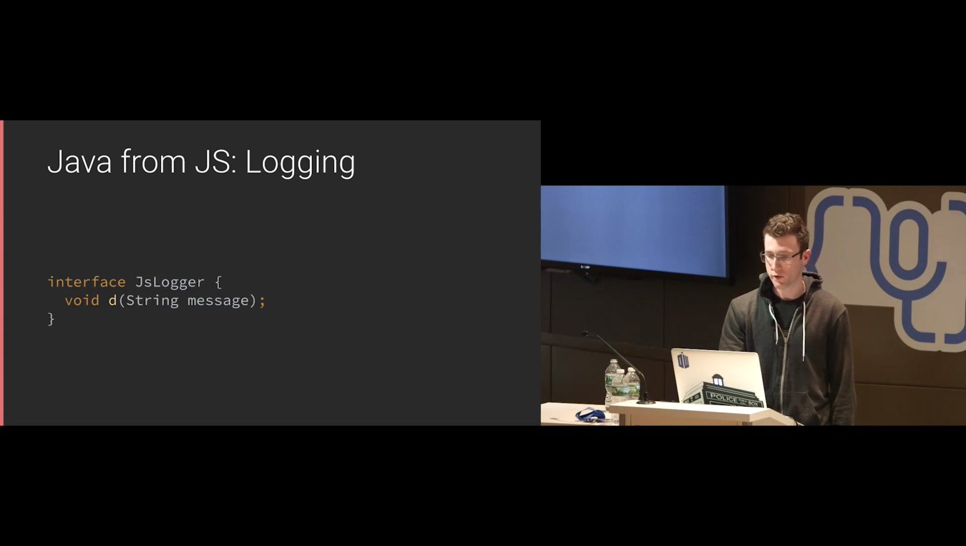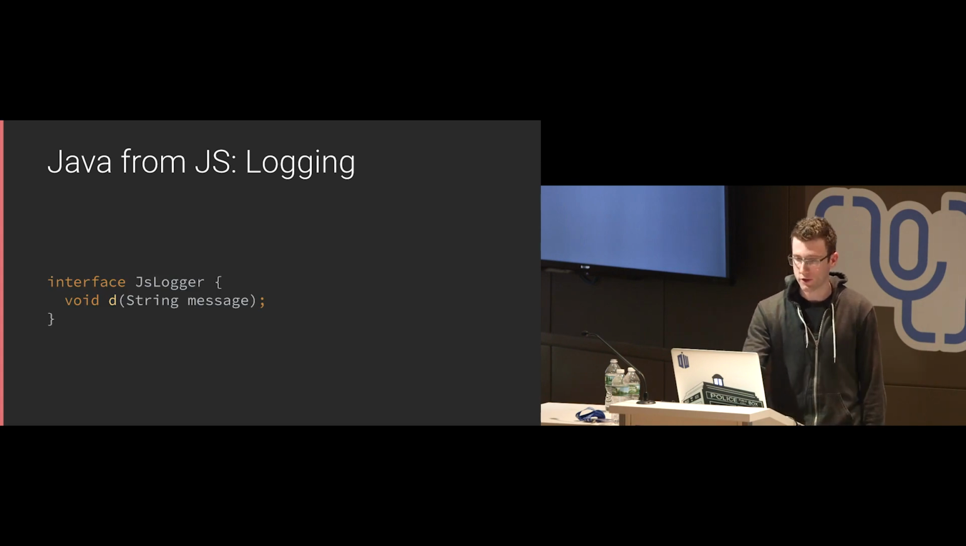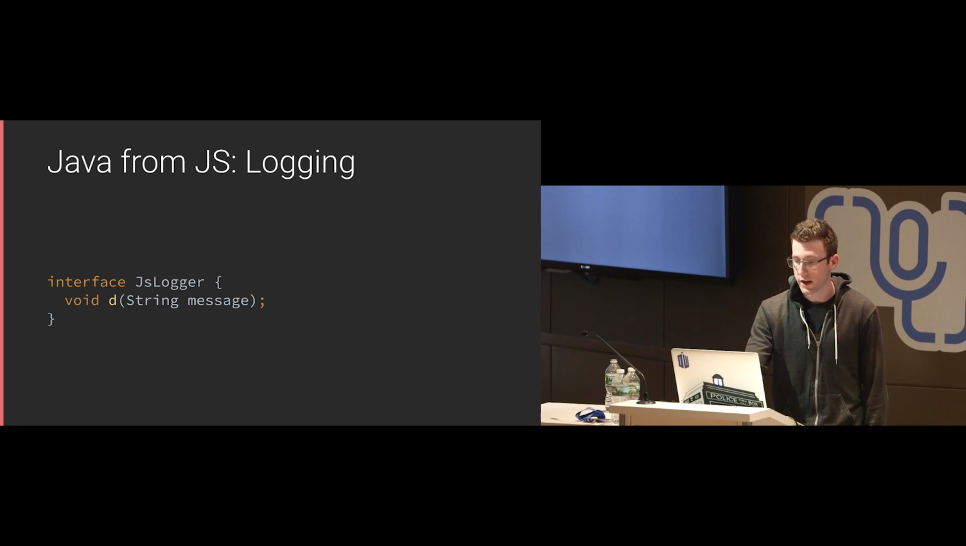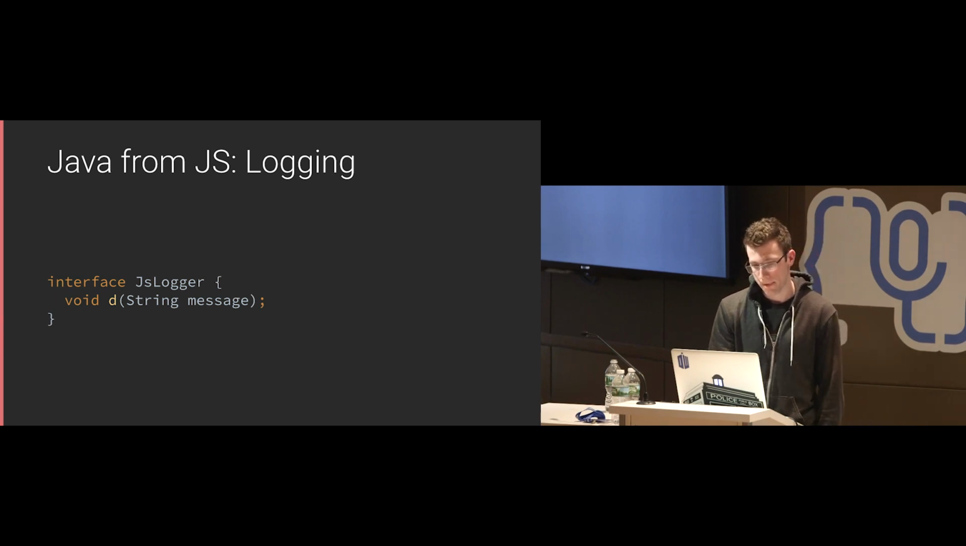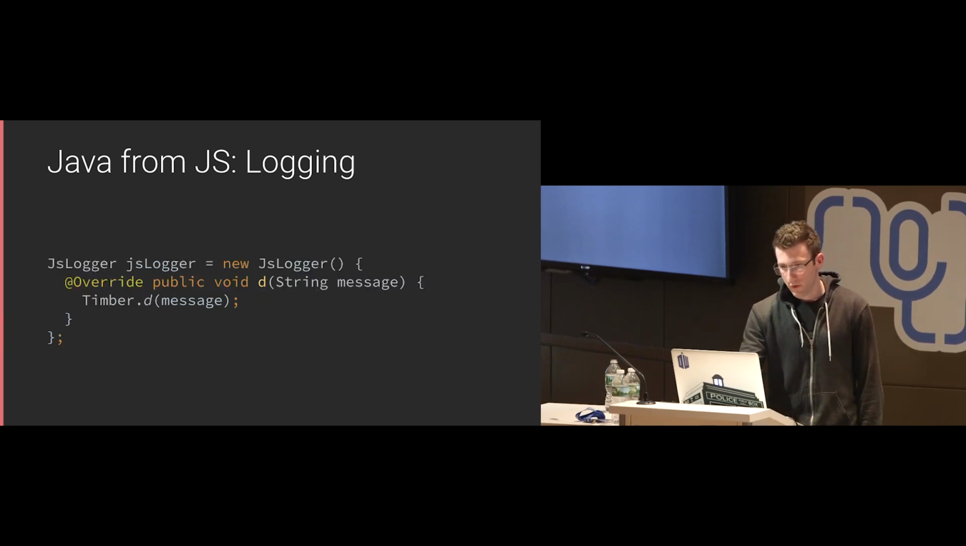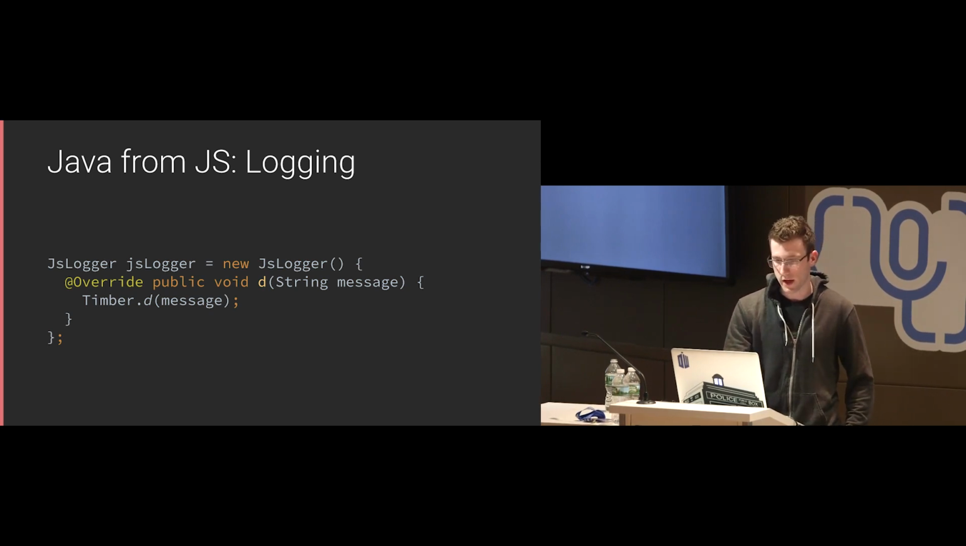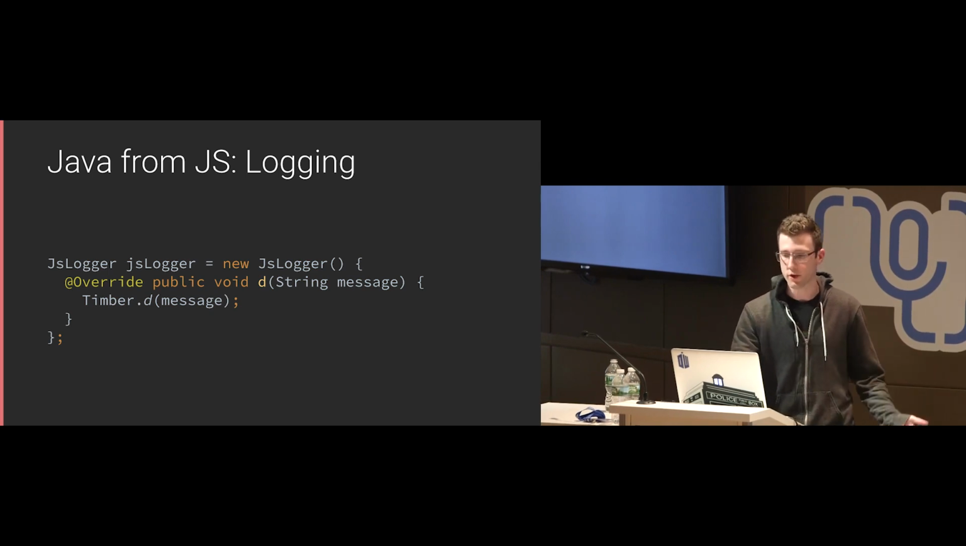So we can create an interface. We'll call it JS Logger. And just for simplicity of this talk, it's going to have one method called D, which is for logging a debug message. We create a new instance of this JS Logger, and in our implementation of D, we are just going to proxy that to Timber.